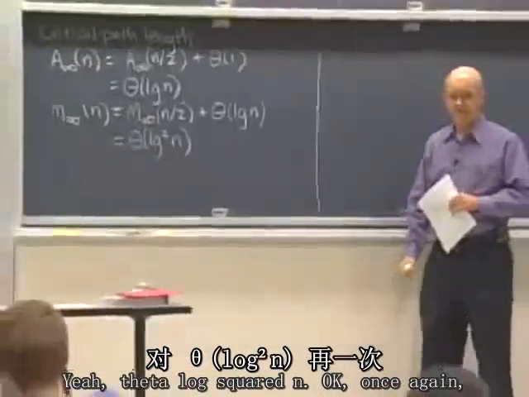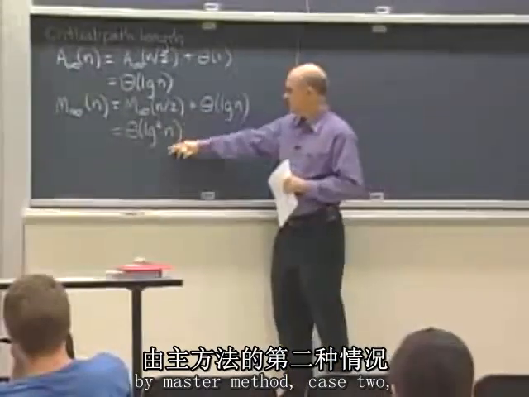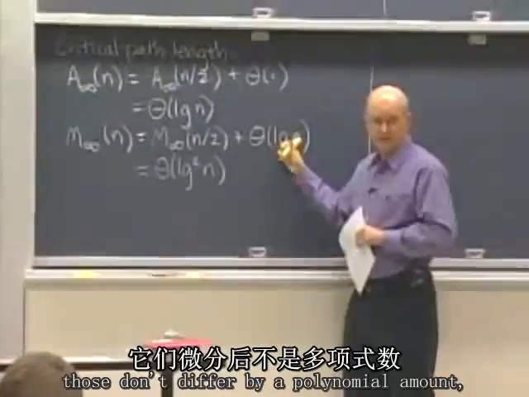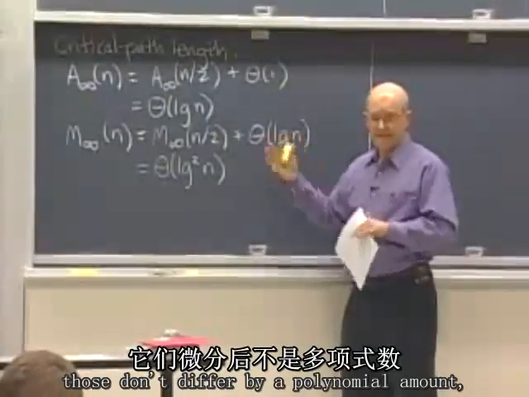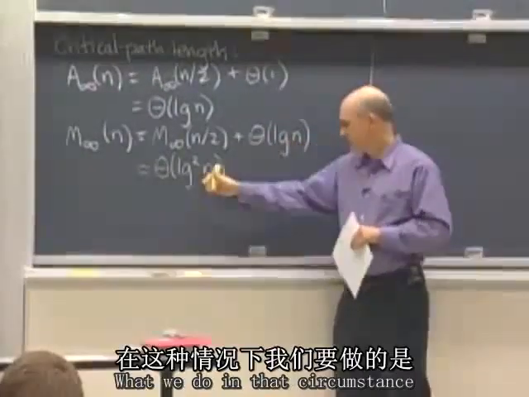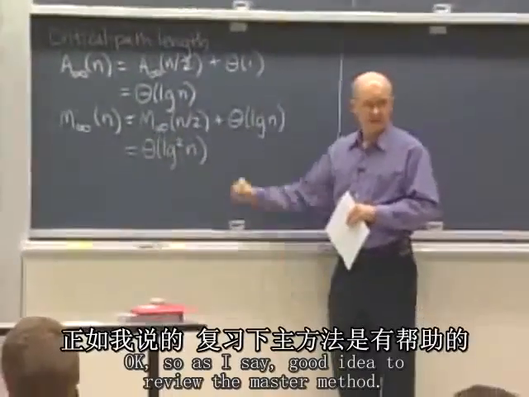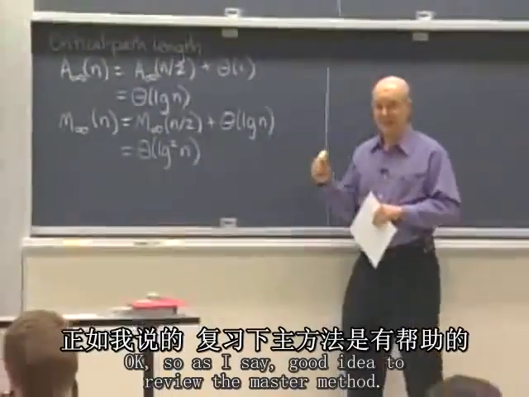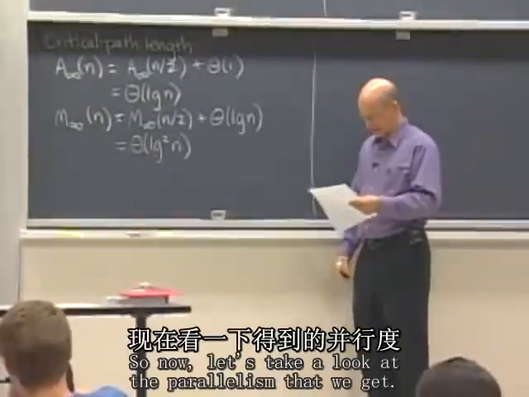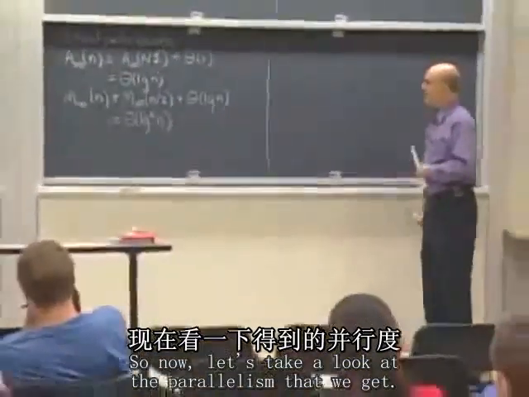Once again, by master method case 2, where this ends up being a constant versus log n. Those don't differ by a polynomial amount, but in fact are equal to a log factor. And what we do in that circumstance is tack on an extra log factor. So as I say, good idea to review the master method. Okay, that's great.